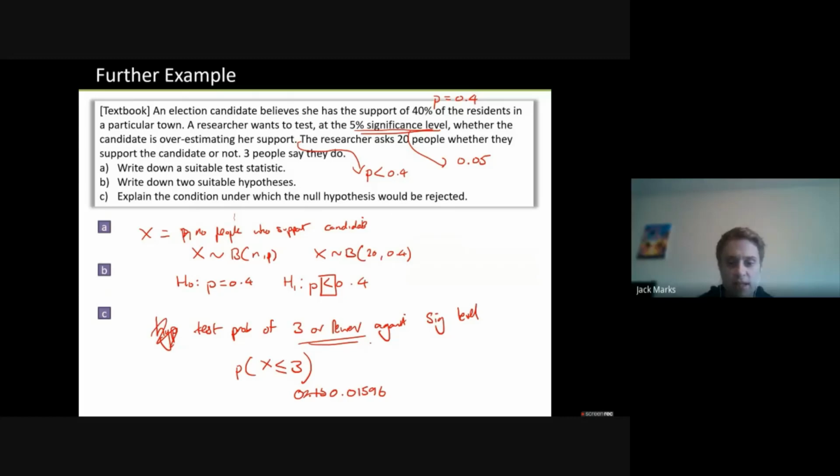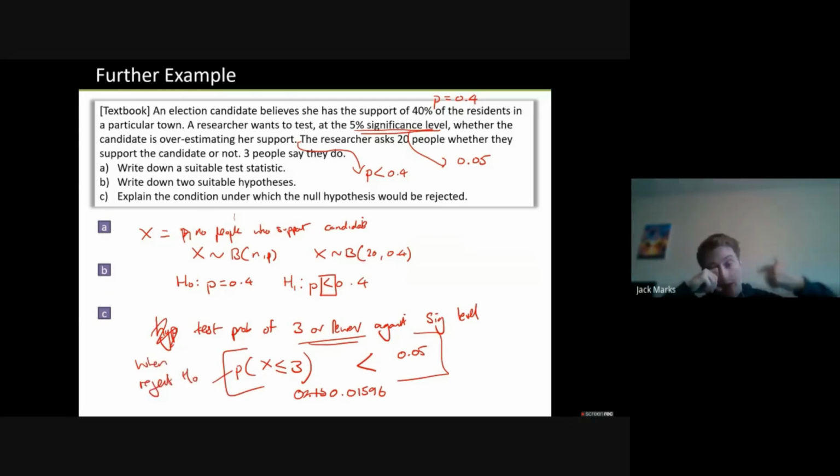When would it be rejected? Well, when this value is less than the significance level, which is 0.05, this is when we reject H0 and thus accept H1. That's what we would do. And if you're interested to know how the numbers link up, this is about 1.6%, which is a lot less than 5%. So that's actually what would happen in fact, okay?